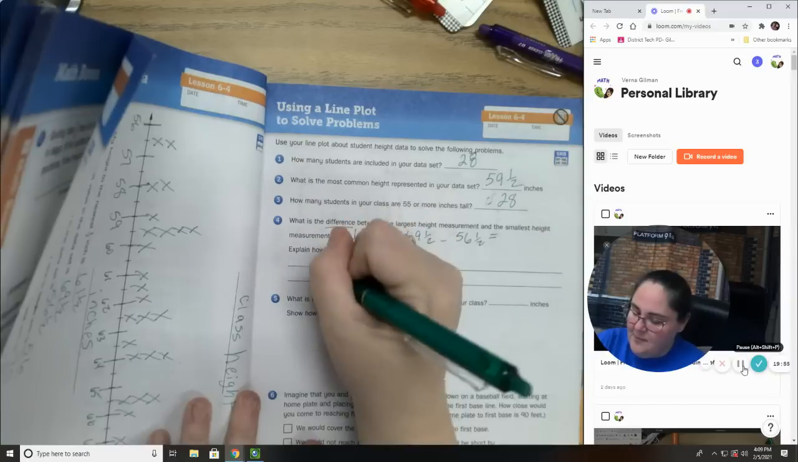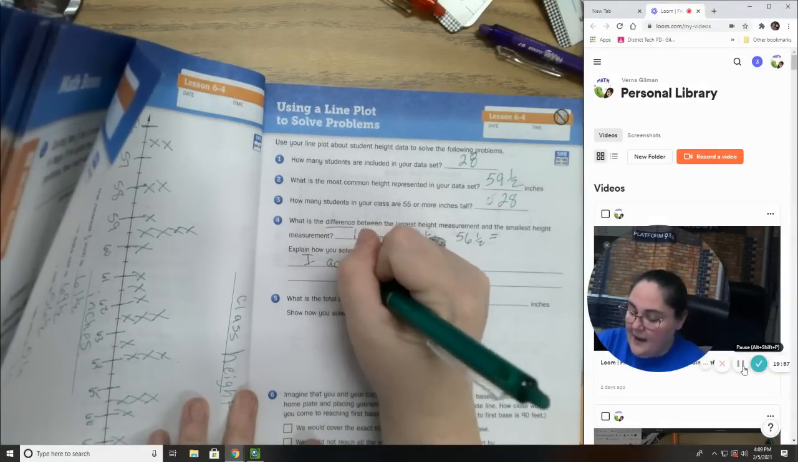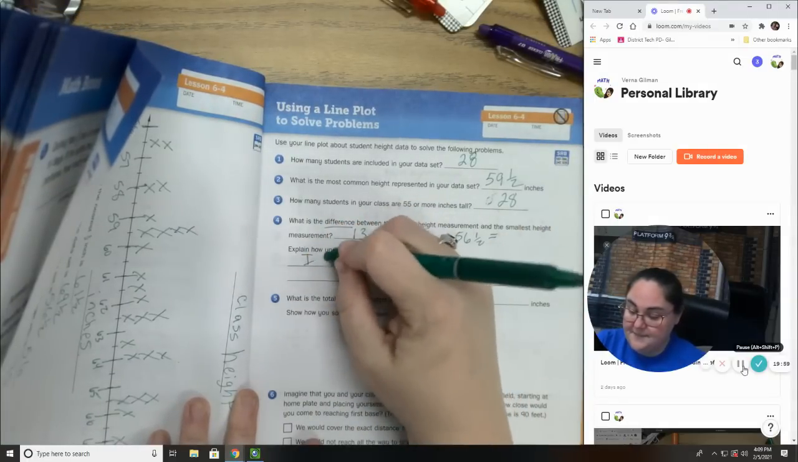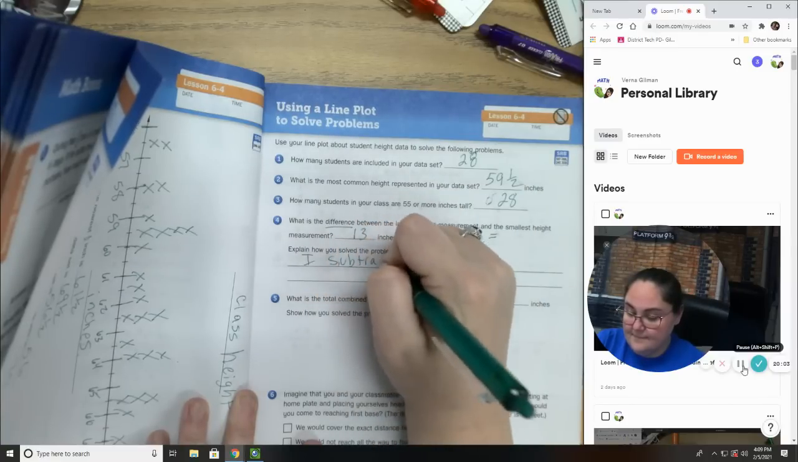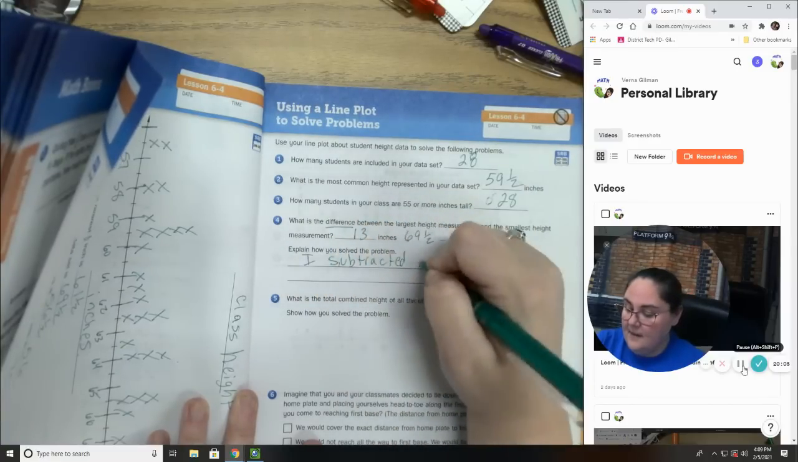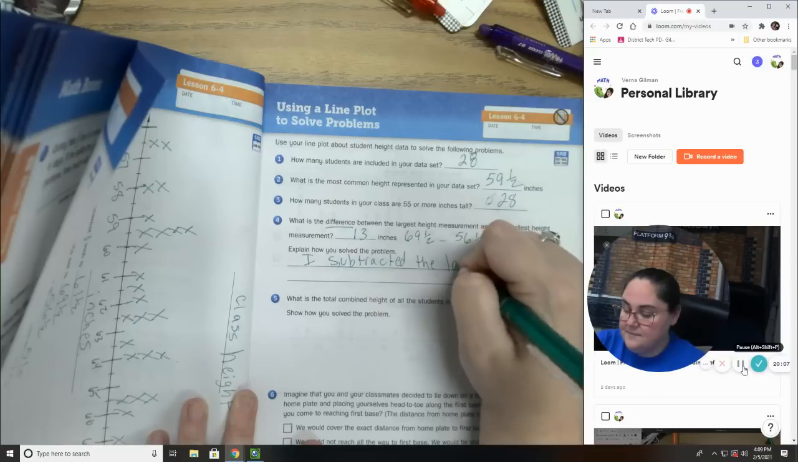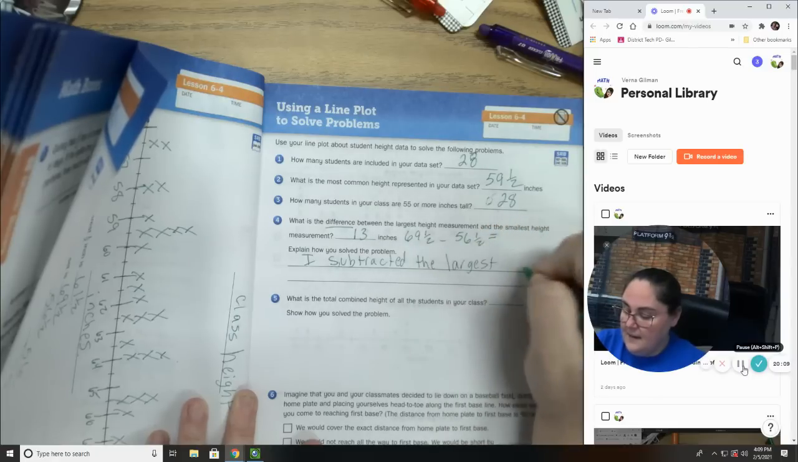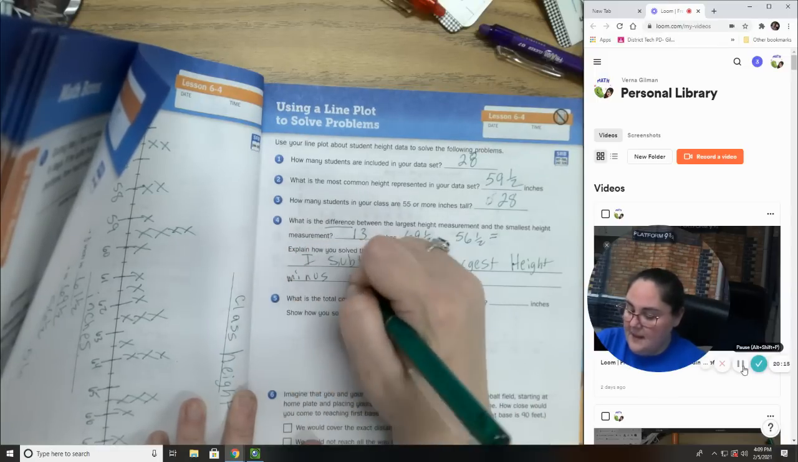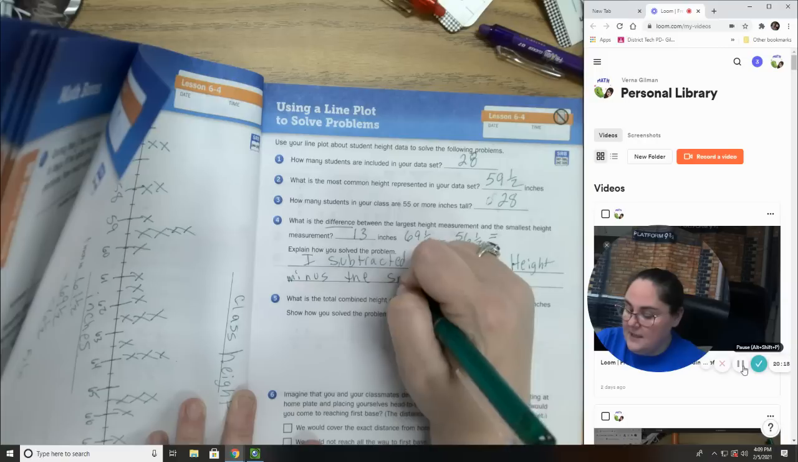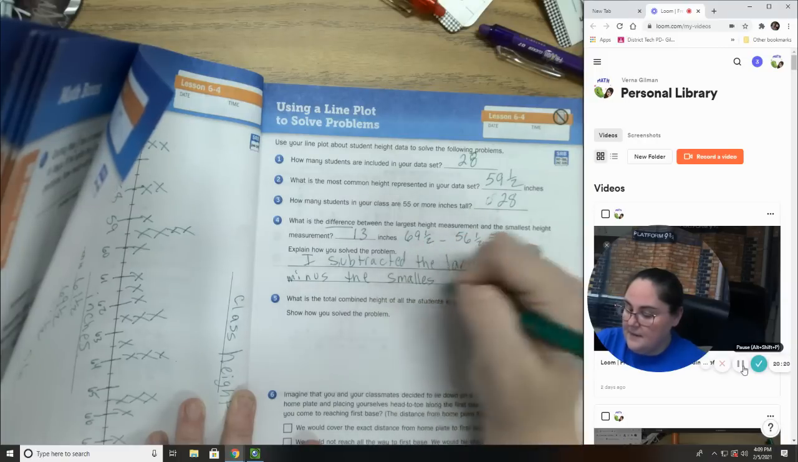Explain how you did this problem. I subtracted the largest height minus the smallest height.